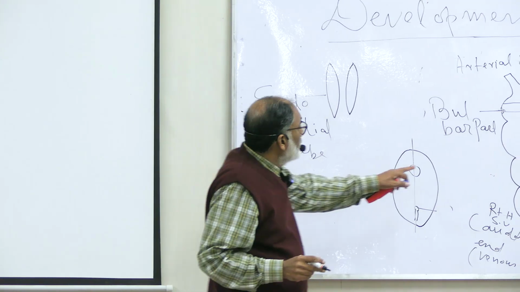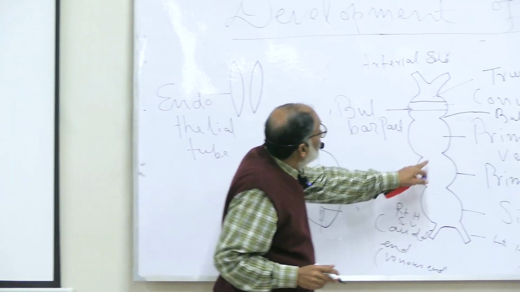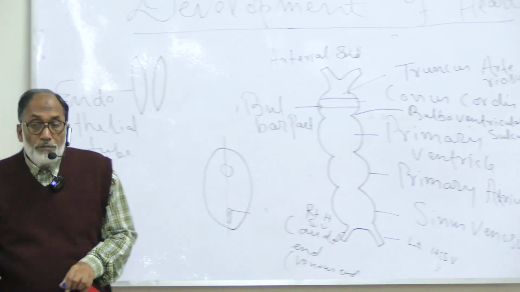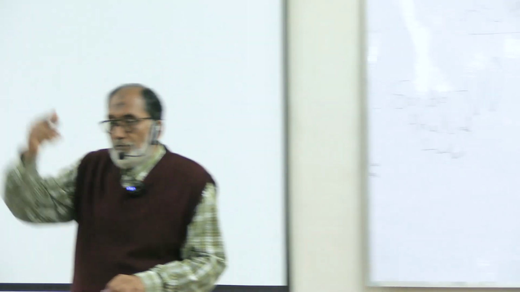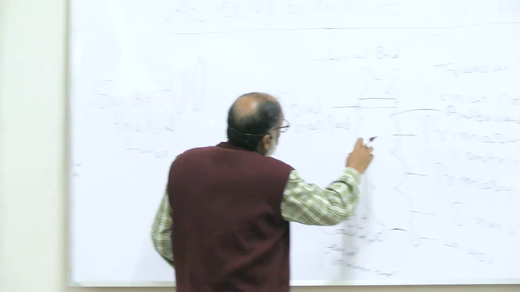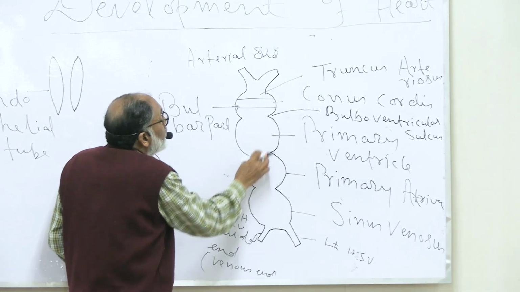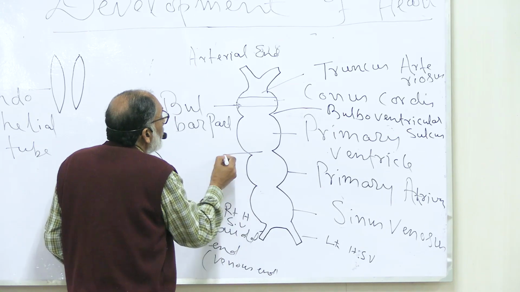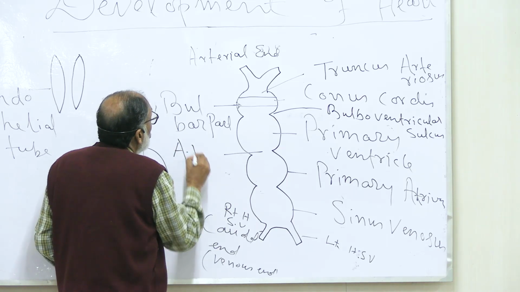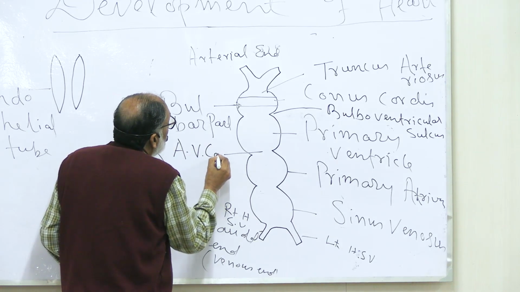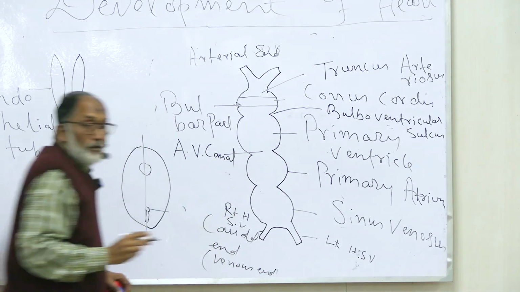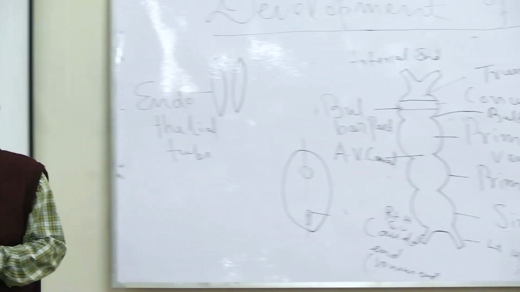And this part between the ventricle and atrium is known as the atrioventricular canal. This communication between ventricle and atrium is known as the atrioventricular canal, or AV canal. Right?